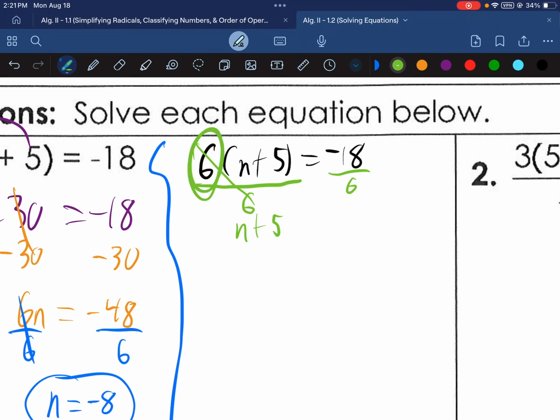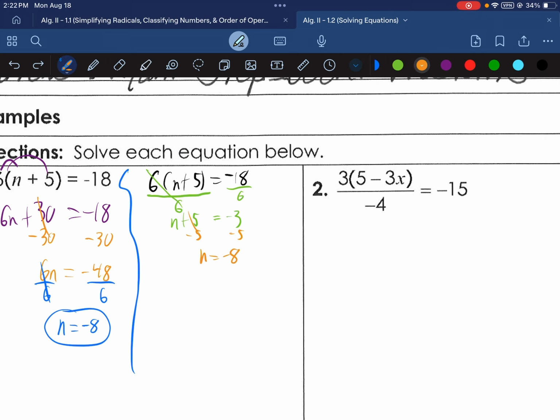So this can be handy if what's outside the parentheses, which you would normally distribute, can divide into the other side. Because negative 18 can divide by 6, you end up just getting negative 3. That will save us a step later, as well as making our numbers smaller. So now if we subtract 5, we get to our last step right away and get n equals negative 8. So look for that when you notice that the other side of the equation can be divided by what's outside the parentheses.